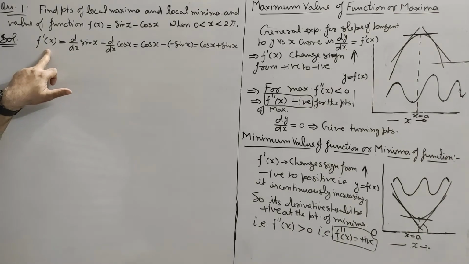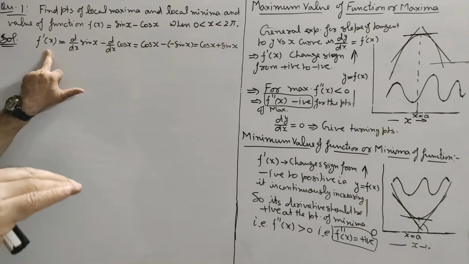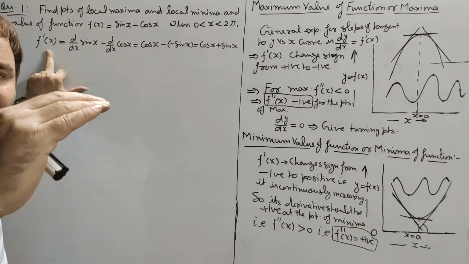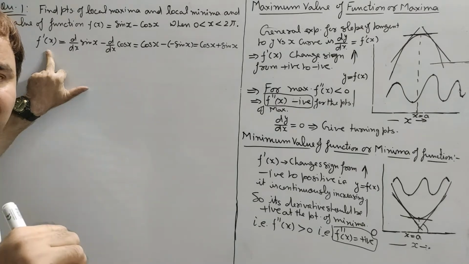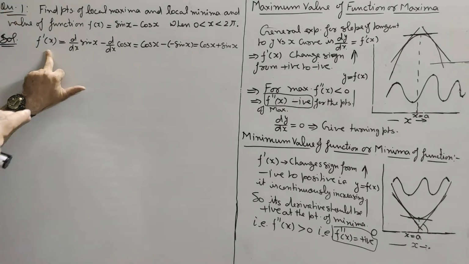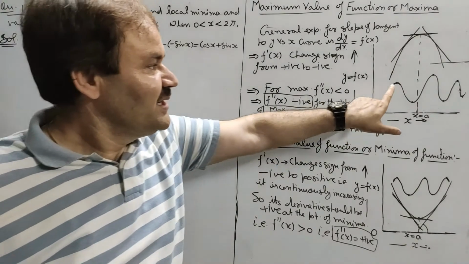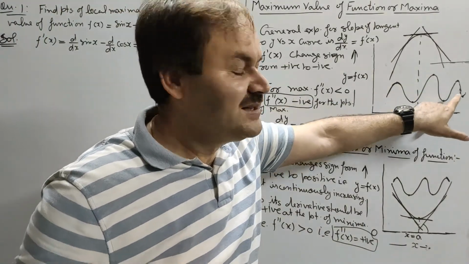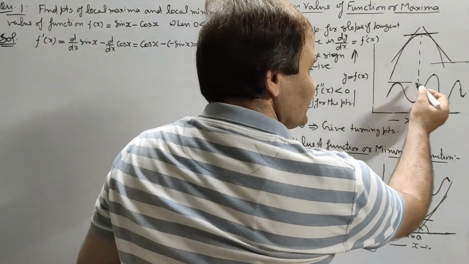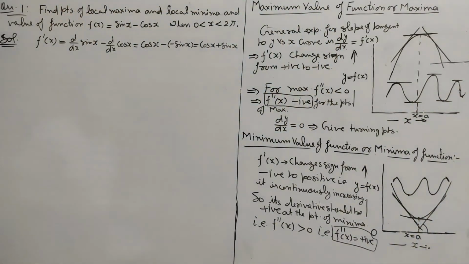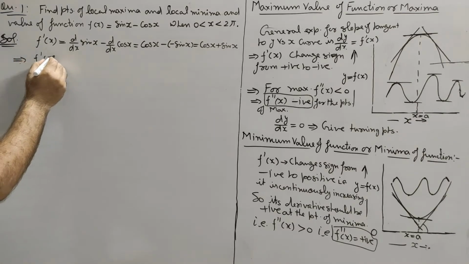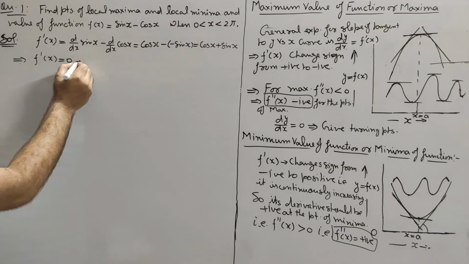Now we will get the positions of local maxima and local minima by putting f dash x is equal to 0, because f dash x is equal to 0 will give us those points on the curve for which slope of tangent to the curve will be 0, and slope of tangent to the curve is 0 at only turning points. So we will get the positions of turning points by putting f dash x is equal to 0.